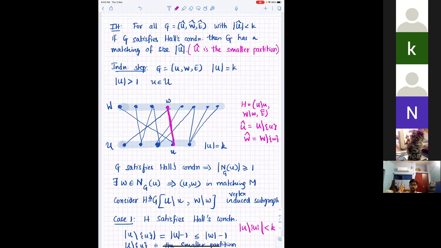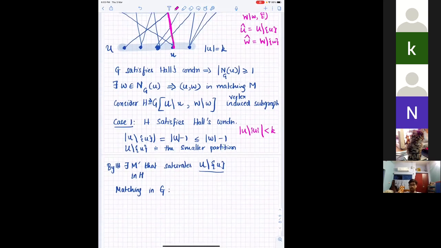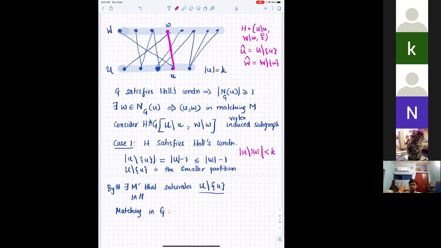So this is true for any graph with two partitions. If the cardinality of the smaller partition is less than k and the graph satisfies Hall's condition, then we can find a matching. So our whole job in this induction is to ensure that the graph satisfies Hall's condition. The easier case is that somehow you got lucky: you removed u and w, and incidentally your H, the resulting subgraph, satisfied Hall's condition. In the worst case, it might not satisfy, and then the whole story of how Hall solved this problem comes. I hope that it is clear. If there are any questions, please ask, because this is the easiest part of the proof and you should understand it clearly.